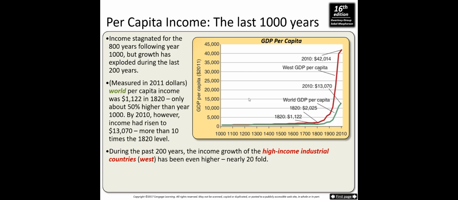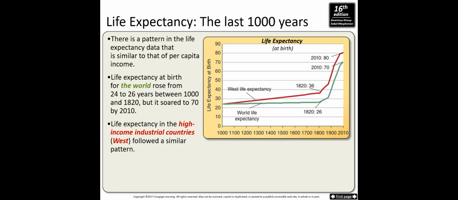And the red one represents the high-income industrial countries. And during the past 2 centuries, the income growth of the West has been even higher, nearly 20-fold. Life expectancy has a similar pattern to that of per capita income. Life expectancy at birth for the world, which is the green line, rose from 24 to 26 years between 1000 and 1820, but it soared to 70 by 2010. And when you look at the industrial countries, you can see a similar pattern also.